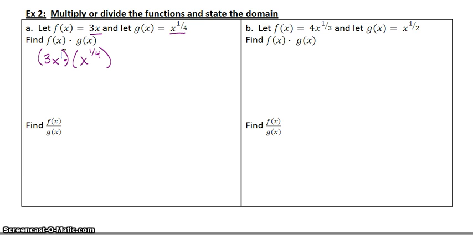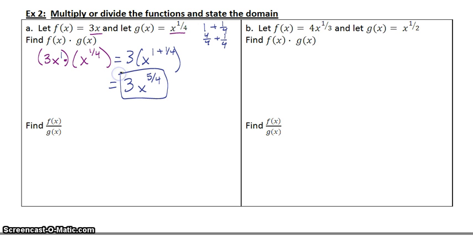So I'm going to use that exponent property where I add the power of 1 plus the power of 1/4. So in my mind I'm thinking, okay, 1 plus 1/4, 1 is the same thing as 4/4. Okay, so that's 5/4 total. So 3x to the 5/4 is my answer when I multiply. Now we've got to talk about the domain.